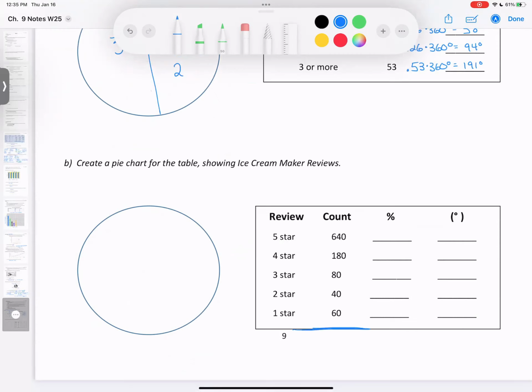So I'm just adding all of this column. So 640 plus 180 plus 80 plus 40 plus 60. And that gives me 1,000. Okay, so now I can calculate each of these percents. You can use a percent box if you want. So I get 0.64.